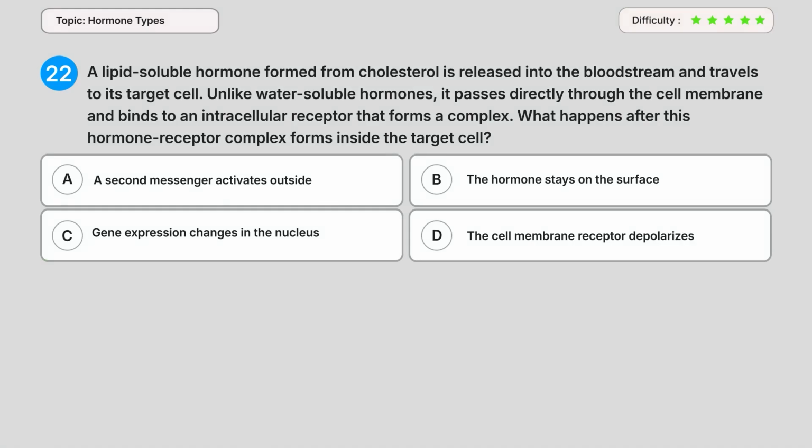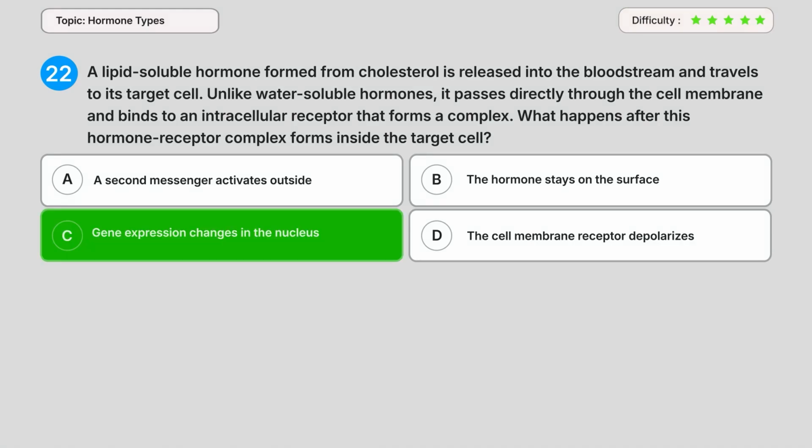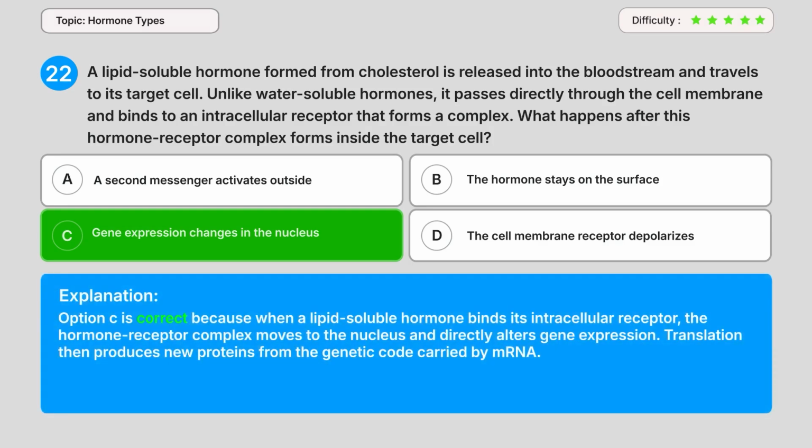Correct answer, C. Gene expression changes in the nucleus. Explanation. Option C is correct because when a lipid-soluble hormone binds its intracellular receptor, the hormone receptor complex moves to the nucleus and directly alters gene expression. Translation then produces new proteins from the genetic code carried by messenger RNA.